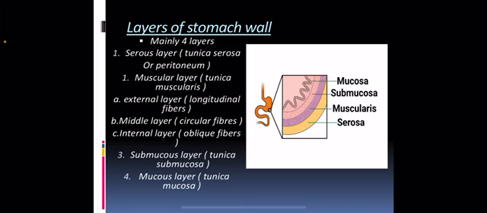Layers of stomach wall. Mainly four layers are present in the stomach: serous layer, tunica serosa, or peritoneum; the muscular layer, tunica muscularis, with an external layer of longitudinal fibers, a middle layer of circular fibers, and an internal layer of oblique fibers. The third layer is the submucous layer, and the fourth layer is the mucous layer.